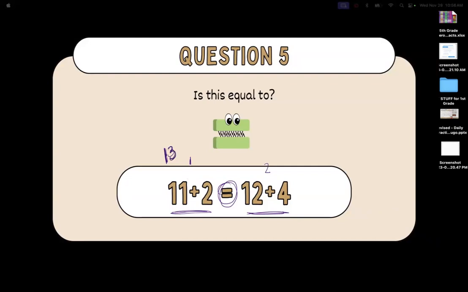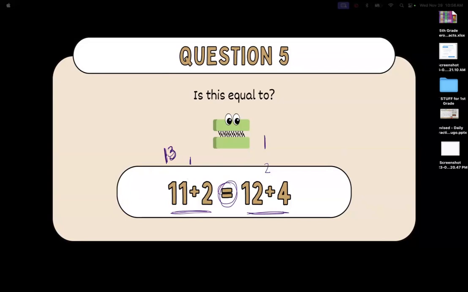Good job. They are not, they are not equal. They're not equal because 12 plus 4 is what? Miss Riley, I can take my X emoji off. Miss Maria. I can't take my X emoji off. That's okay. We'll just leave it there for right now.